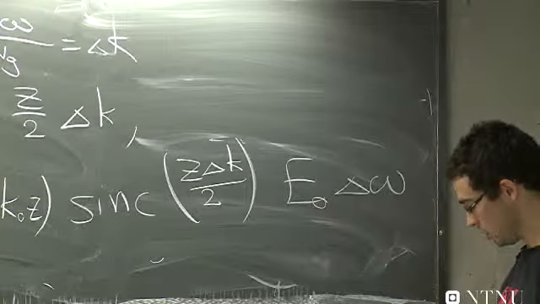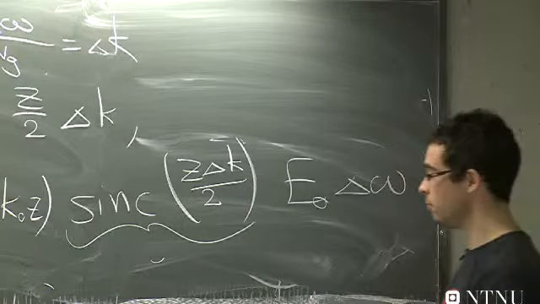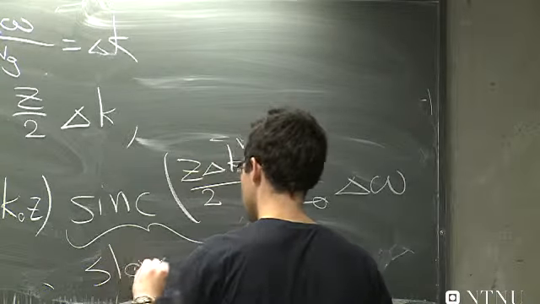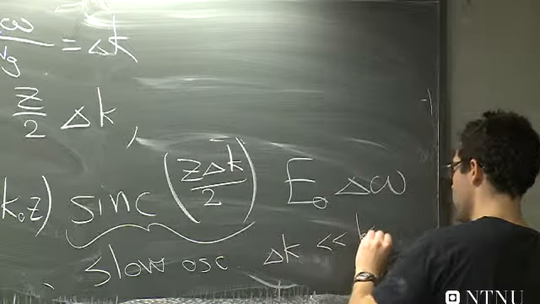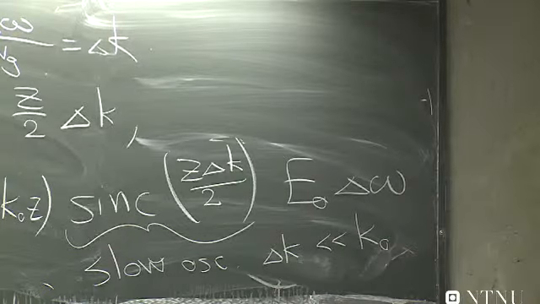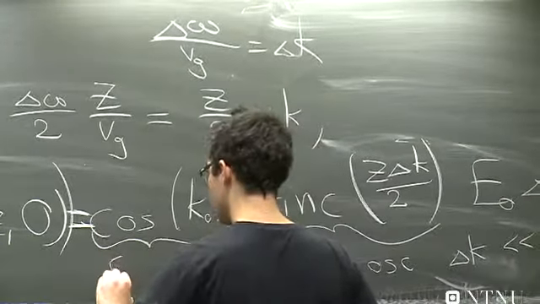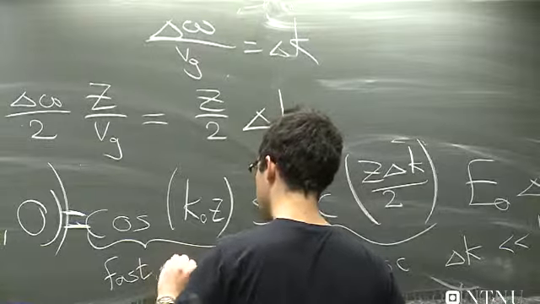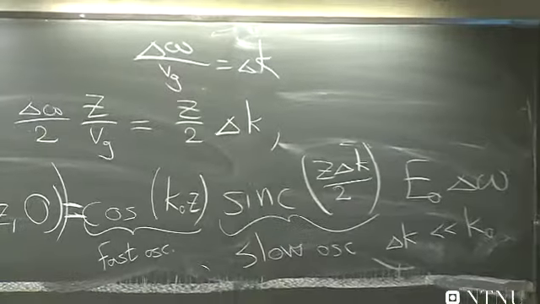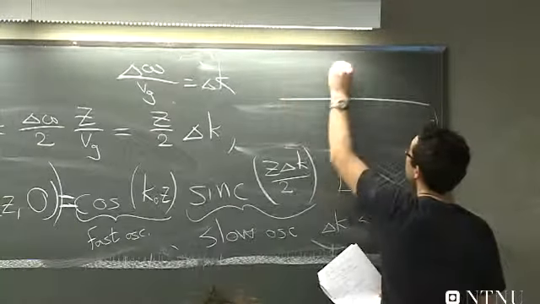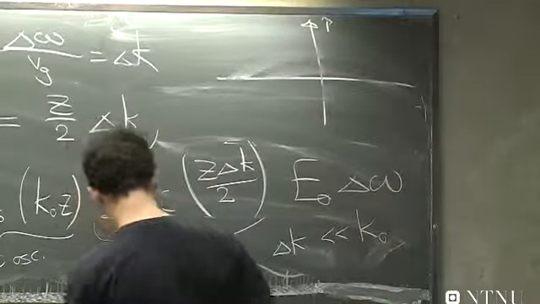All right, so let's see. Yeah, as I said, this now is a slow oscillation because delta k is small compared to the center wave number. And this is a fast oscillation. This basically then forms an envelope for the fast oscillating function. So what we get is something like this.